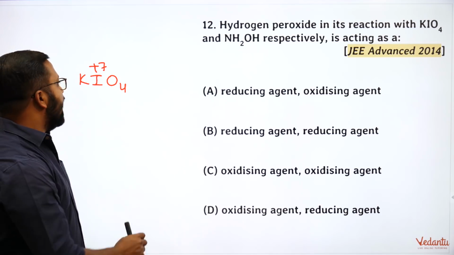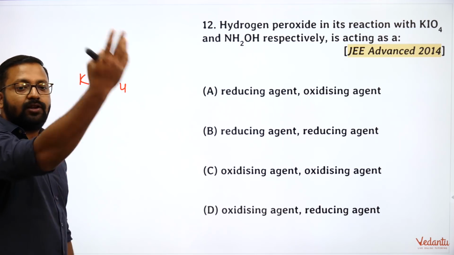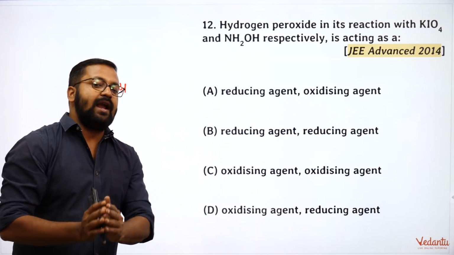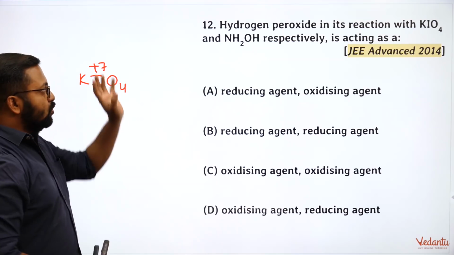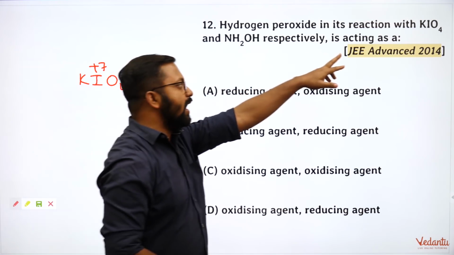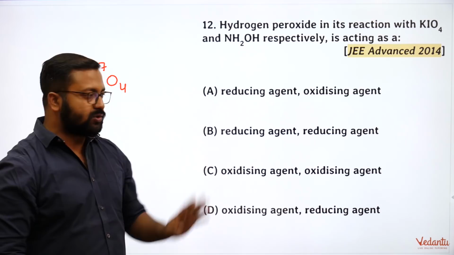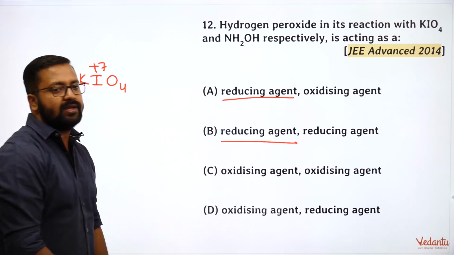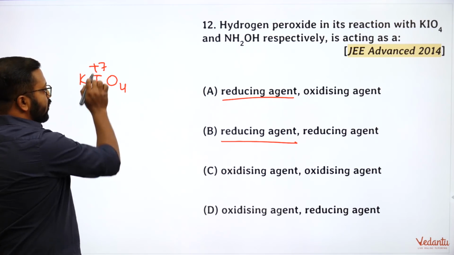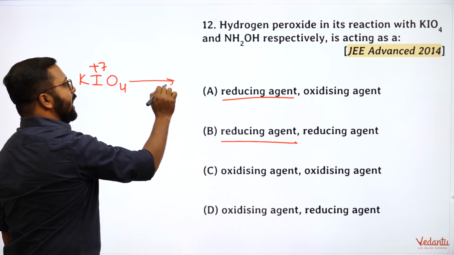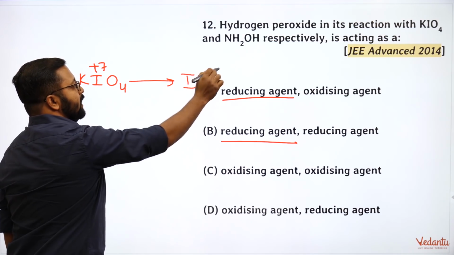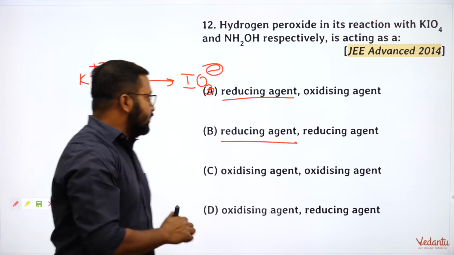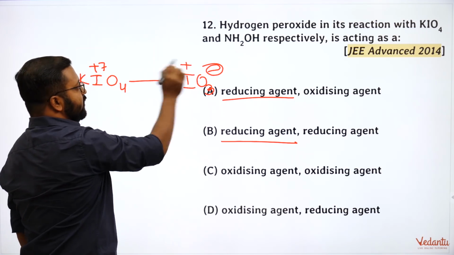So obviously iodine can no longer undergo further oxidation, so anything reacting with it would only end up reducing it. So hydrogen peroxide's behavior with KIO4 should only be as a reducing agent. So in KIO4, iodine is in +7. The actual reaction involves conversion of this into IO3-, and so in this case it is converting from +7 to +5.